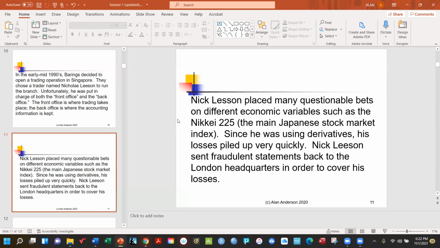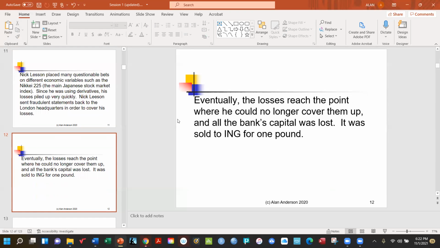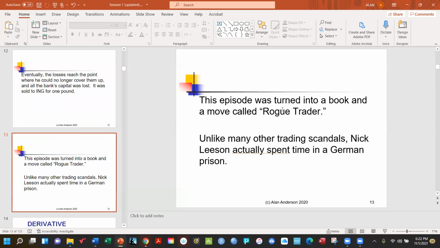Now, ironically enough, what do you suppose he ended up doing when he got out? He ended up becoming a lecturer that goes to banks and helps them spot rogue traders. Okay, so that's what ended up happening. All right. And I mentioned this Rogue Trader is the name of the movie, and he actually did spend time in a German prison.